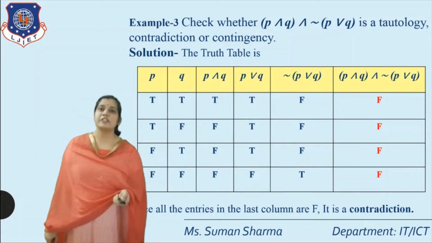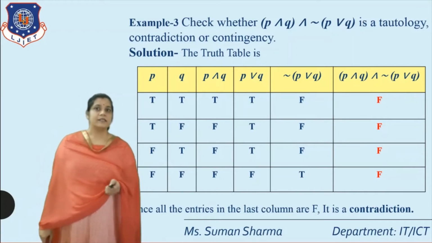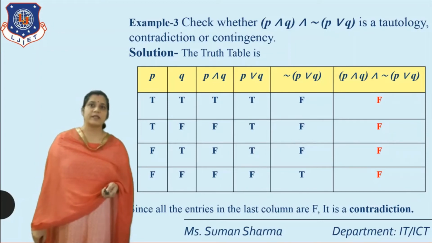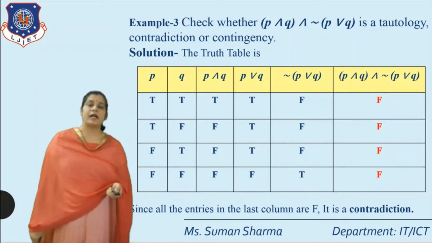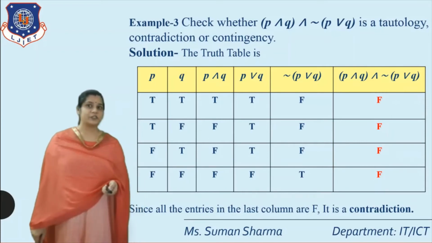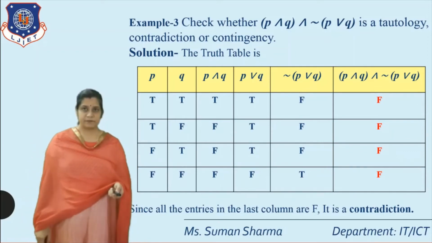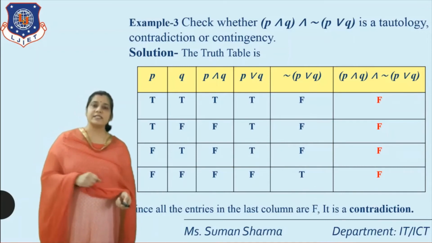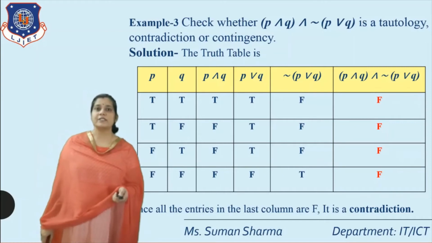Next is P conjunction Q. What is the definition? The process is that T, T is equal to T, and for all the remaining rows we write false. So T, T is equal to T, T, F is equal to F, F, T is equal to F and F, F is equal to F. Next is P disjunction Q. F, F is equal to F and for all the remaining rows you write T. So T, T is equal to T, T, F is equal to T, F, T is equal to T and F, F is equal to F.